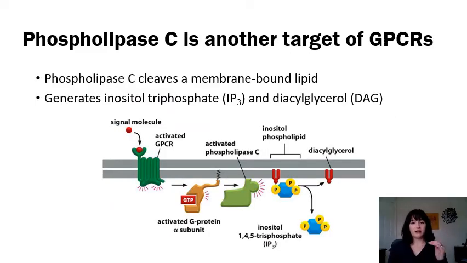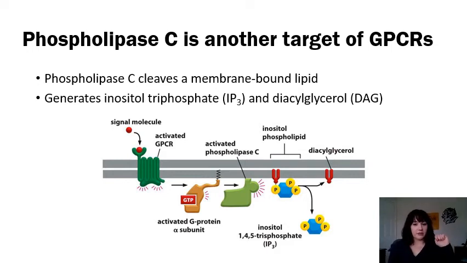So we've talked about GPCR signaling. We've talked about adenylyl cyclase being one of those intracellular targets, one of those enzymes that the G protein acts on. Another major enzyme that G proteins activate is phospholipase C. So you should understand not only how G proteins can activate adenylyl cyclase, but also how they can activate phospholipase C.